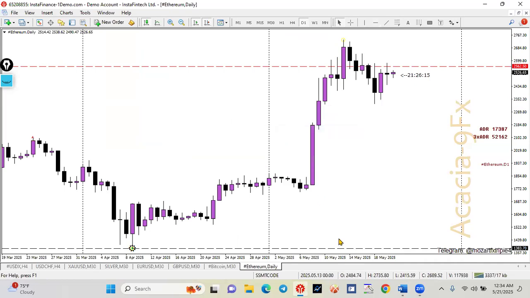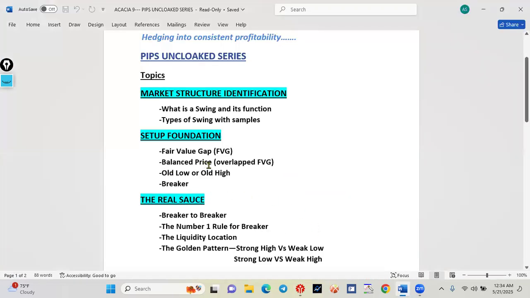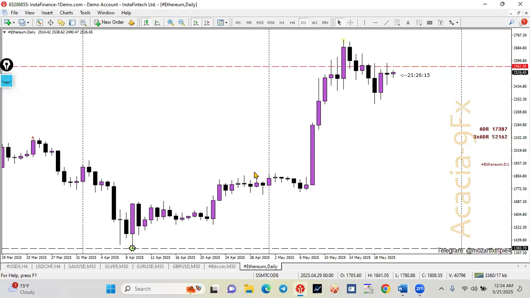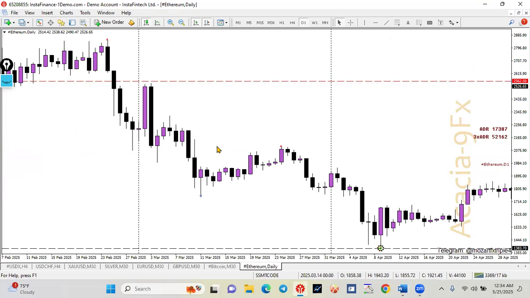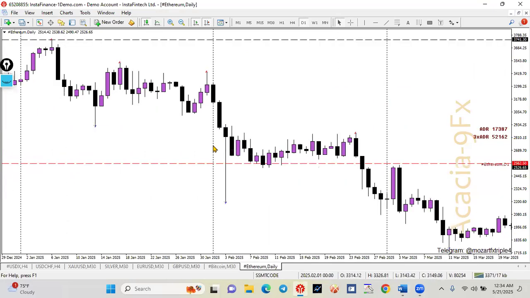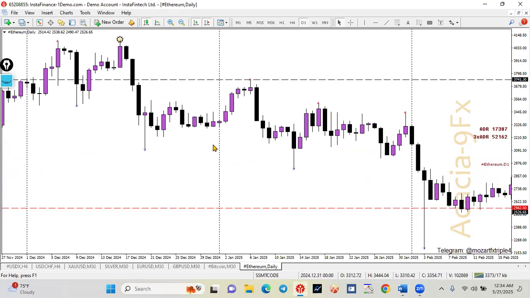Now, what about the balance price? The balance price is an overlap fair value gap, or let me say fair value gaps. Overlap fair value gap. So how do we work on that? You just need to see two fair value gaps overlapping each other. Two what? Fair value gaps overlapping each other. I will look for it if I can search. What we have here is a fair value gap in here.